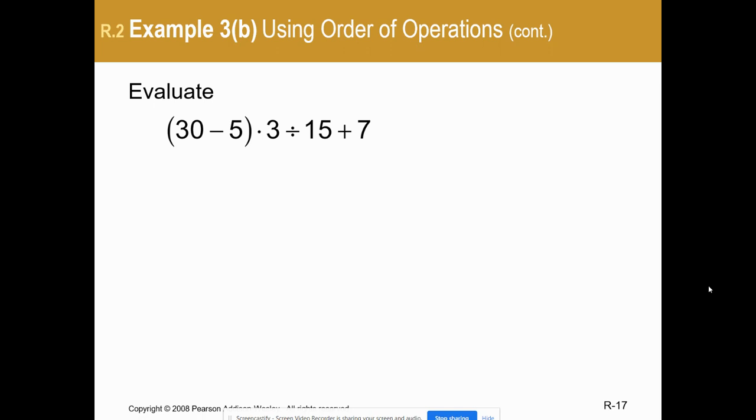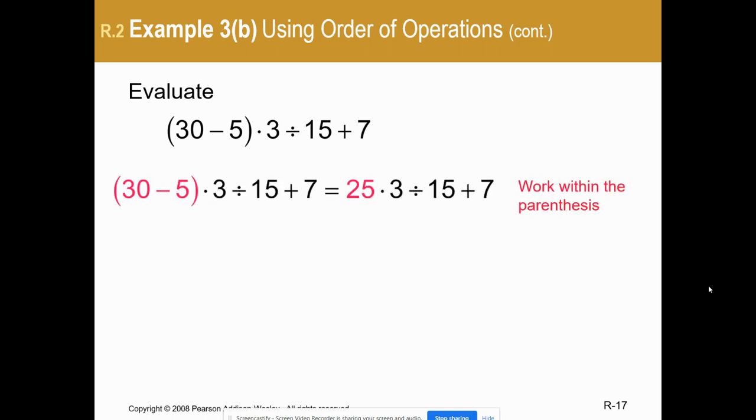Parentheses, exponents, multiplication, division, addition, subtraction. So parentheses first gives us 25. No more parentheses or exponents. So now left to right, I multiply and divide. So 25 times 3. Then I divide, and now I finally add.